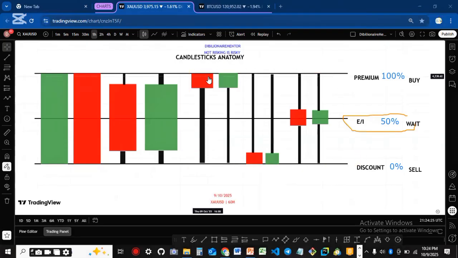Because this is a red candle does not mean we are having a selling pressure here. Please pay attention. It is our parameter of judgment that will give us discernment to say, okay, yes, although it's a red candle, it is not suggesting sell.